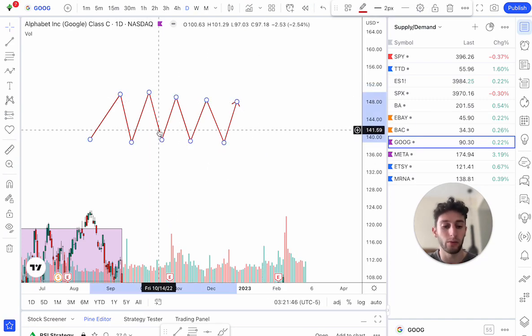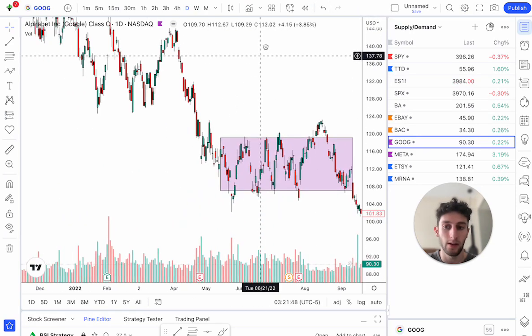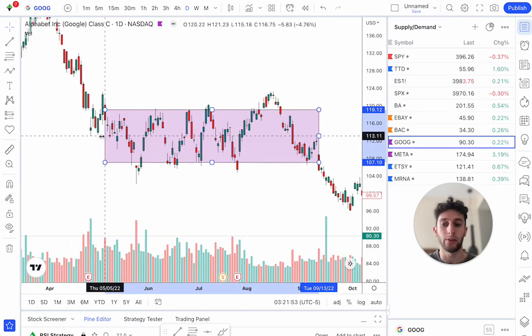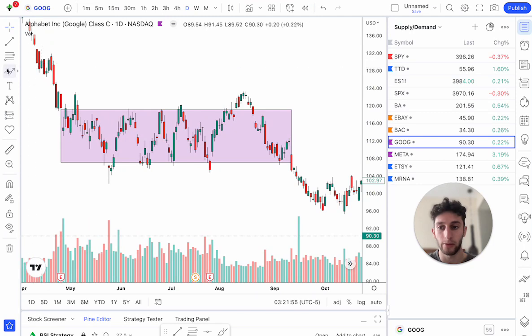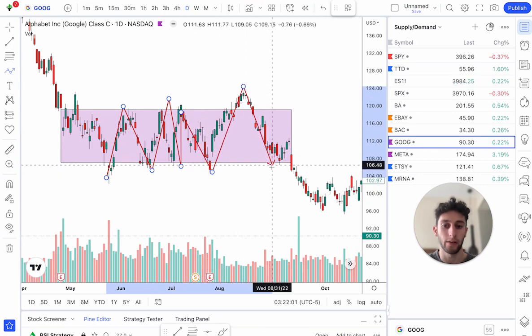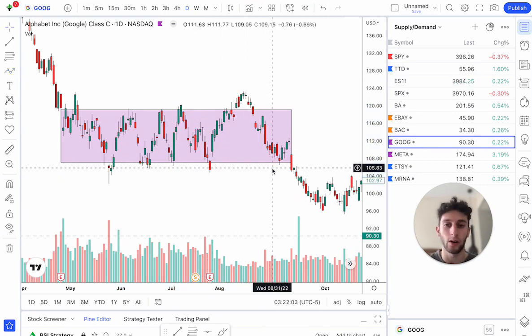All right, so let me show you a few different examples here, okay? So looking at Google, you can see here in purple, I have this balance zone drawn out, okay? And why is this a balance zone? Well, if we look at here, we have a very classic support resistance kind of pattern going on right here, right? Very clear, choppy, no clear trend going on. It's very back and forth, very up and down.